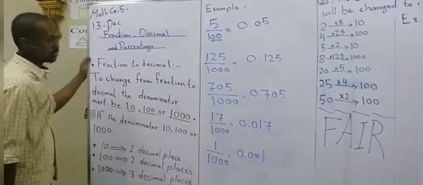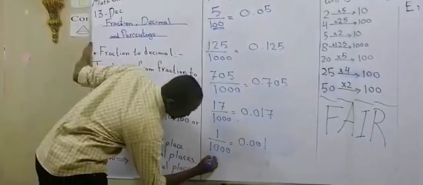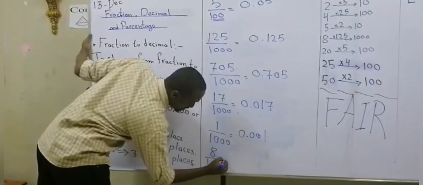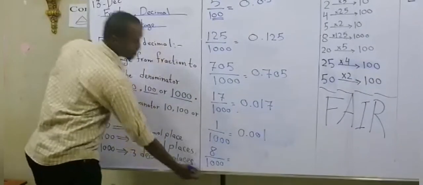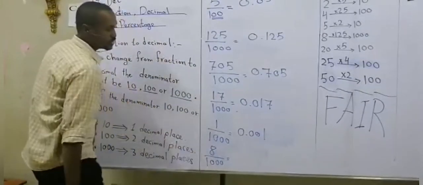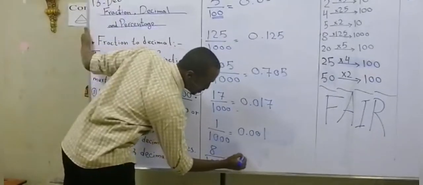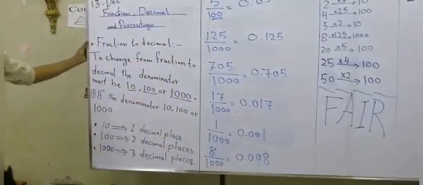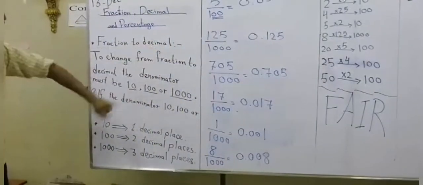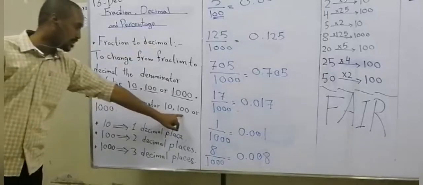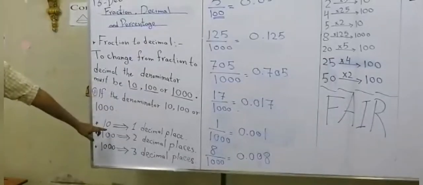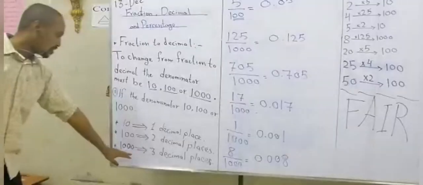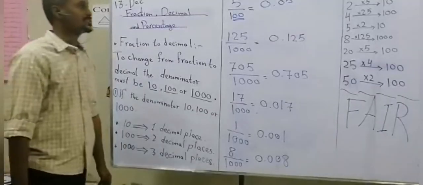The last example, 8 over 1000, the same idea: 3 zeros, 3 decimal places. We have 1 digit, that means you're going to add 2 zeros, 0, 0. This is how I change from fraction to decimal when the denominator is 10, 100, 1000. Remember, 1 zero, 1 decimal place; 2 zeros, 2 decimal places; 3 zeros, 3 decimal places.